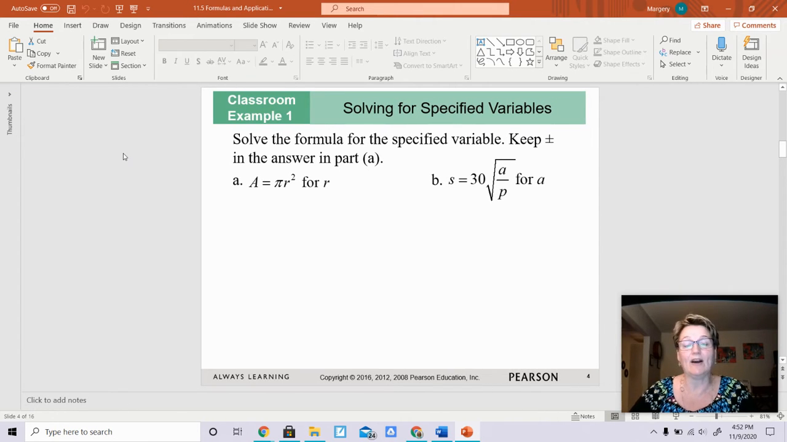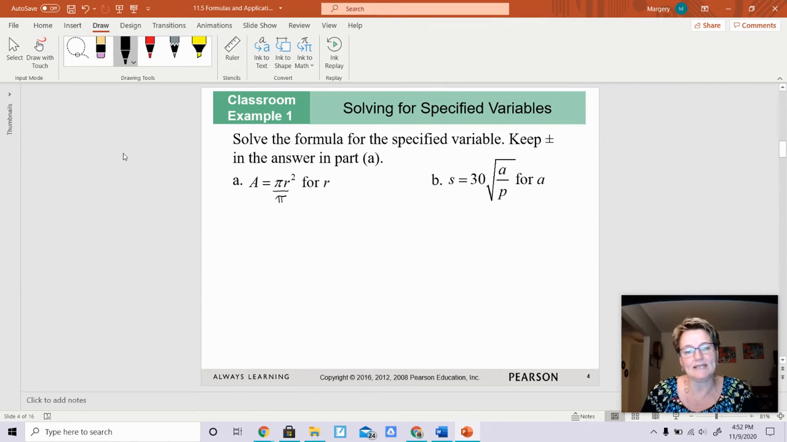So my goal is to get r by itself. In order to get r squared by itself, I need to divide both sides of the equation by pi. So you end up with r squared equals A over pi. Now, in order to get rid of a square, we know from prior problems that we have done in the past, you square root both sides. So you're going to get r equals, don't forget, plus or minus the square root of A over pi.